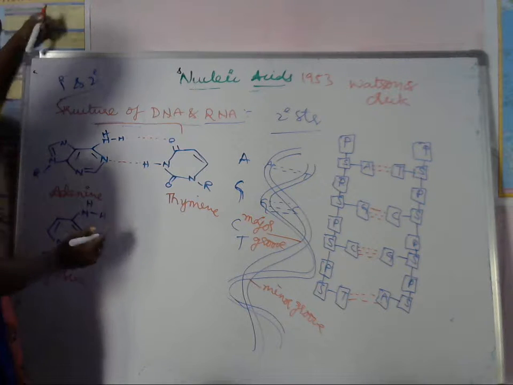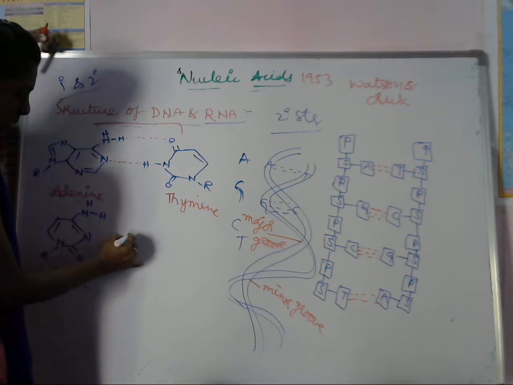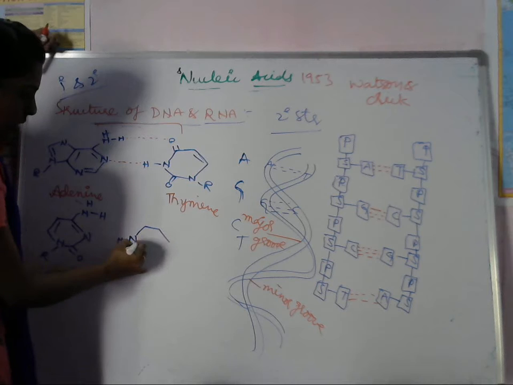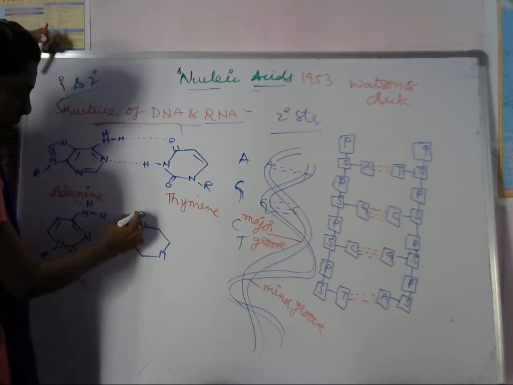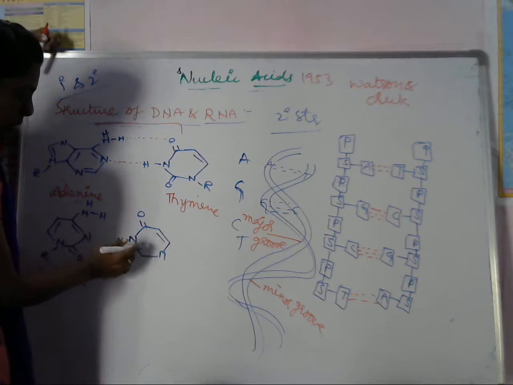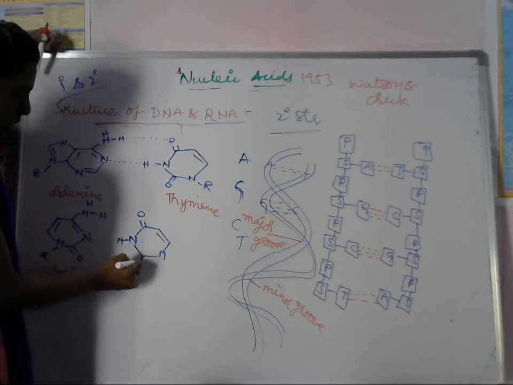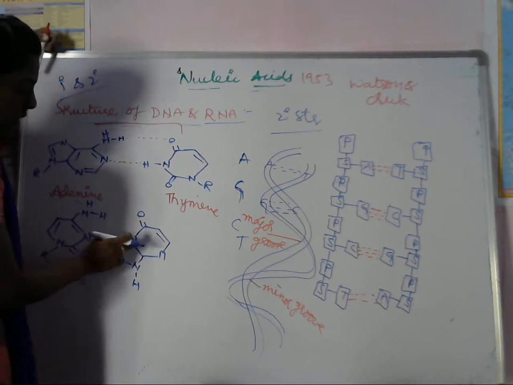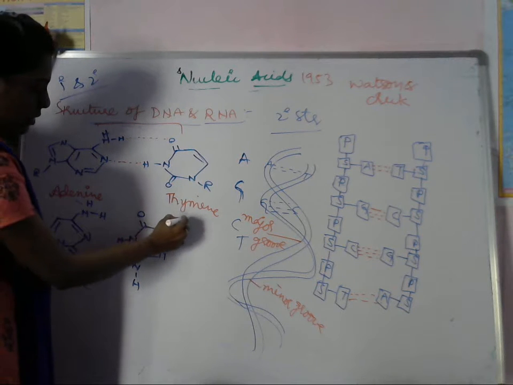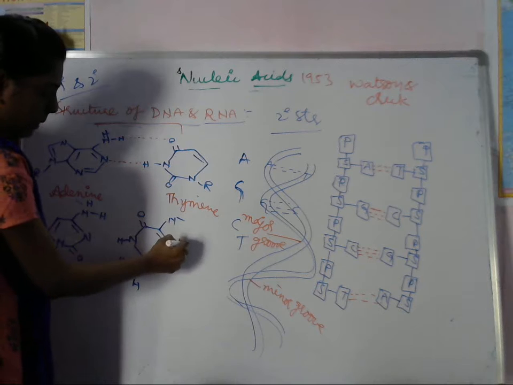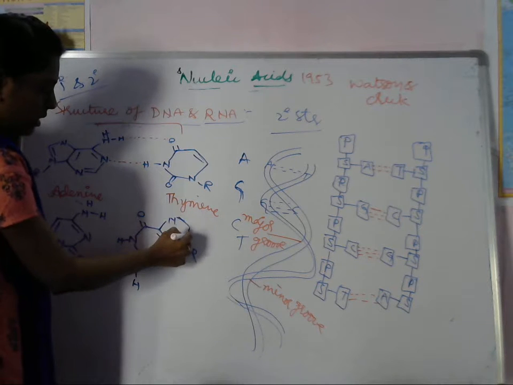And let's see this one. Here we'll have a double bond. This is the purine. Here NH is there, and another H will be present. This amine group is there now. So next we have to write this one.